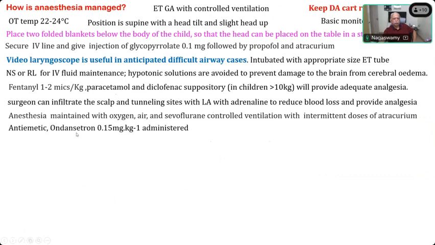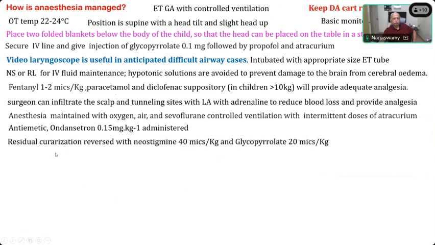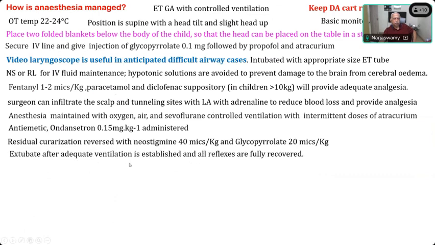Antiemetic ondansetron can be given. Residual paralysis reversed with neostigmine 20 mcg per kg and glycopyrrolate 20 mcg per kg. Extubate after adequate ventilation is established and the patient has fully recovered.